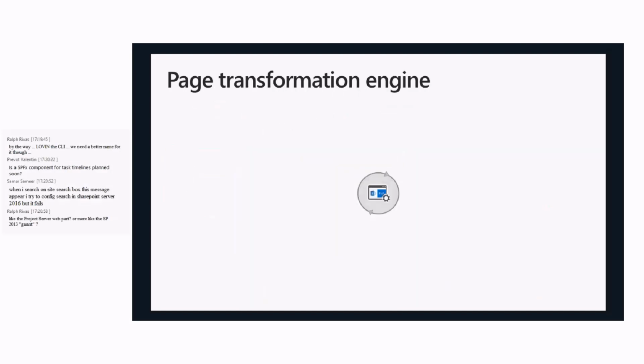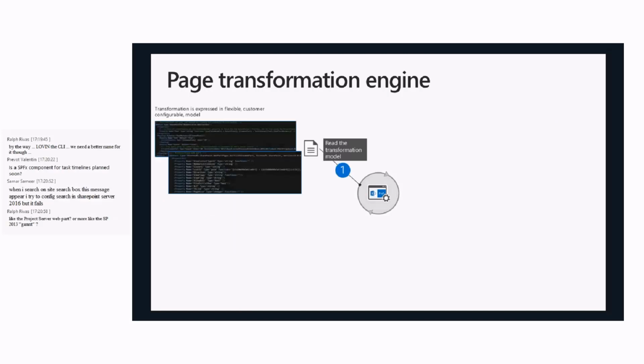How does it work? I tried to envision the page transformation engine in 4 big steps. So in the first step, the page transformation engine will read a model. And we're going to show the model in the demo, but essentially the model gives you all the flexibility you want to drive the migration story.